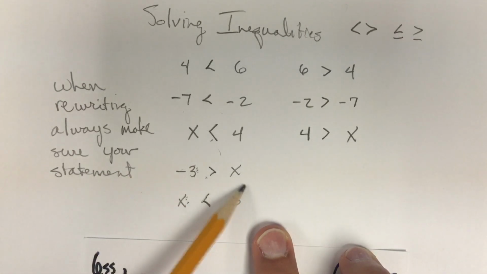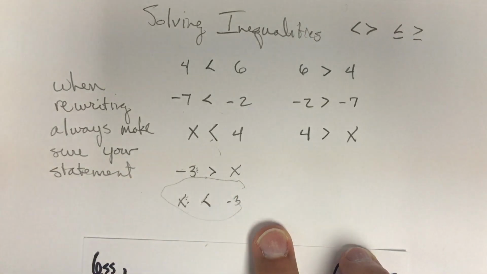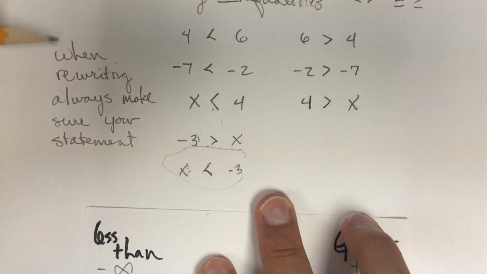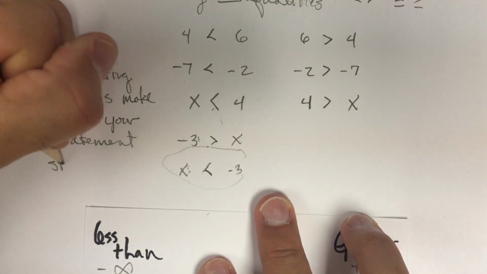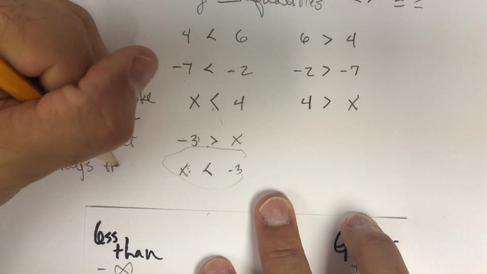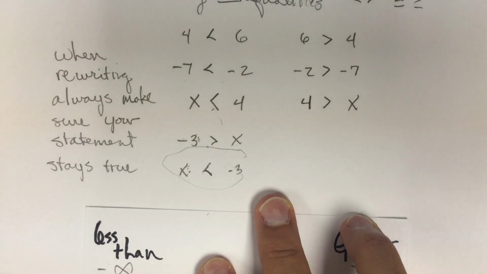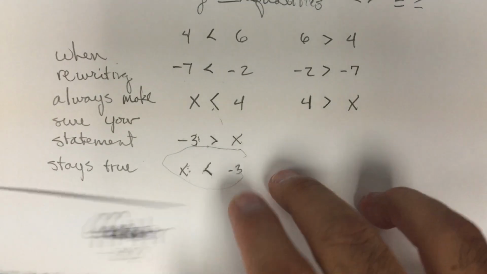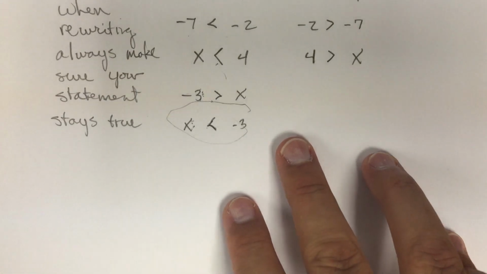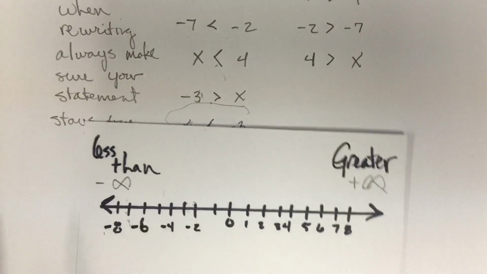So if you rewrite something, it's awesome to rewrite stuff. Sometimes it makes it easier. We always like our answer with the x on the left-hand side. When we rewrite something, we always need to make sure that the inequality statement stays true. Okay, so that's the first thing. The second thing we got to remember is how opposites work.